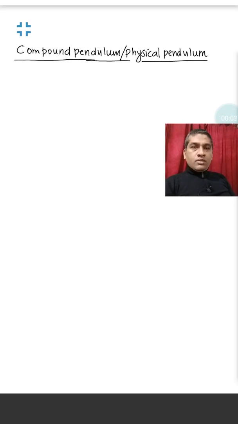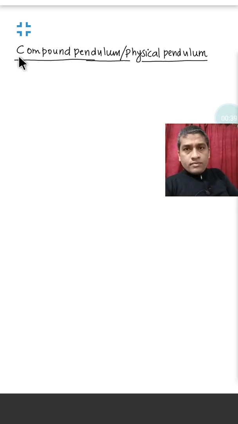Hello everyone. Today I am going to discuss compound pendulum or physical pendulum. Let us understand what is compound or physical pendulum. Compound pendulum is a rigid body of arbitrary shape which is capable of oscillating in a vertical plane about a horizontal axis such that the axis do not pass through its CG.